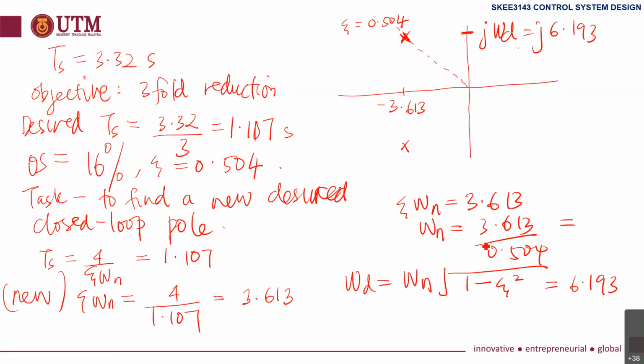Or if you do not want to use this, you can find the angle here, theta. Remember cos theta equal to 0.504. Then if you know theta, you can also use trigonometry to find the value on the y-axis. Many ways to calculate omega d. Zeta omega n can be obtained from Ts.